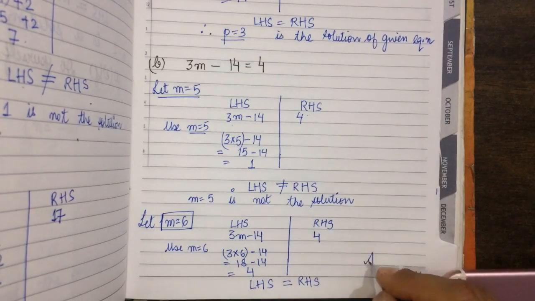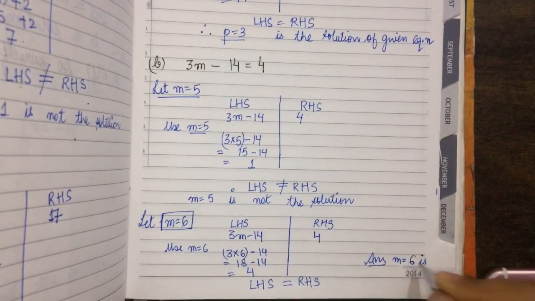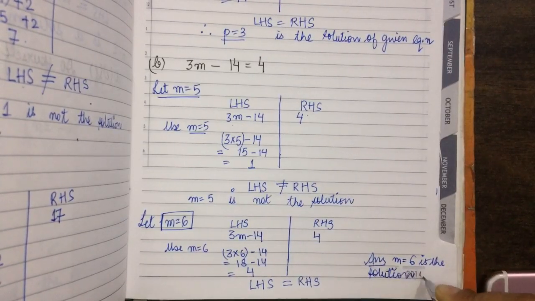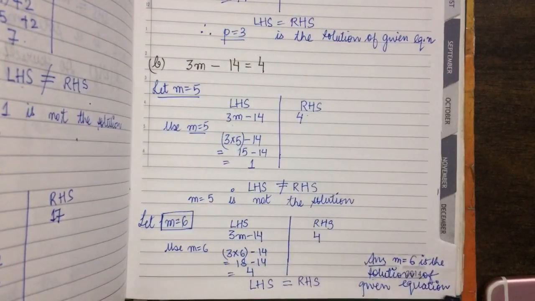So I'm going to give my answer. m equals to 6 is the solution of given equation. And this is how you use trial and error method.